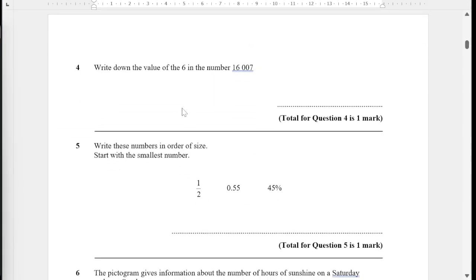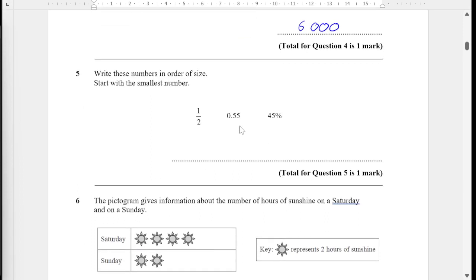Okay, question 4. Write down the value of 6 in the number 16,007. So 16,007. The 6 is 6,000. Question 5. Write these numbers in order of size, starting with the smallest. So we need them all in the same format, so I'm going to convert them all into decimals. I'm going to say that's 0.5 and that's 0.45. So when we order them, that's going to be our smallest. We're then looking at 0.5, which is a half, and then finally 0.55.